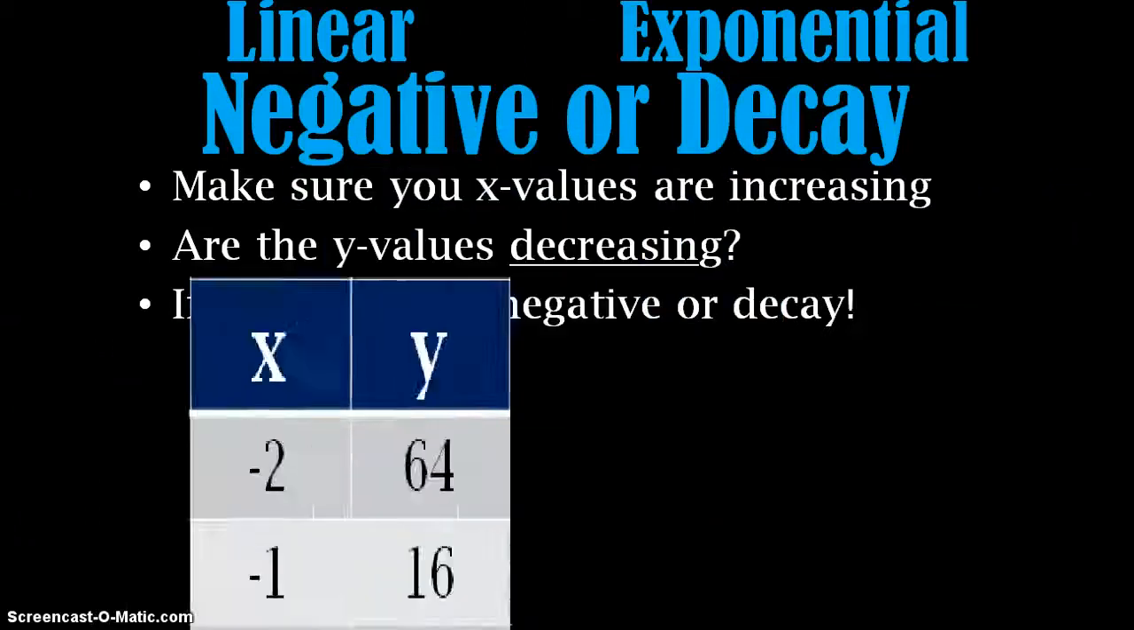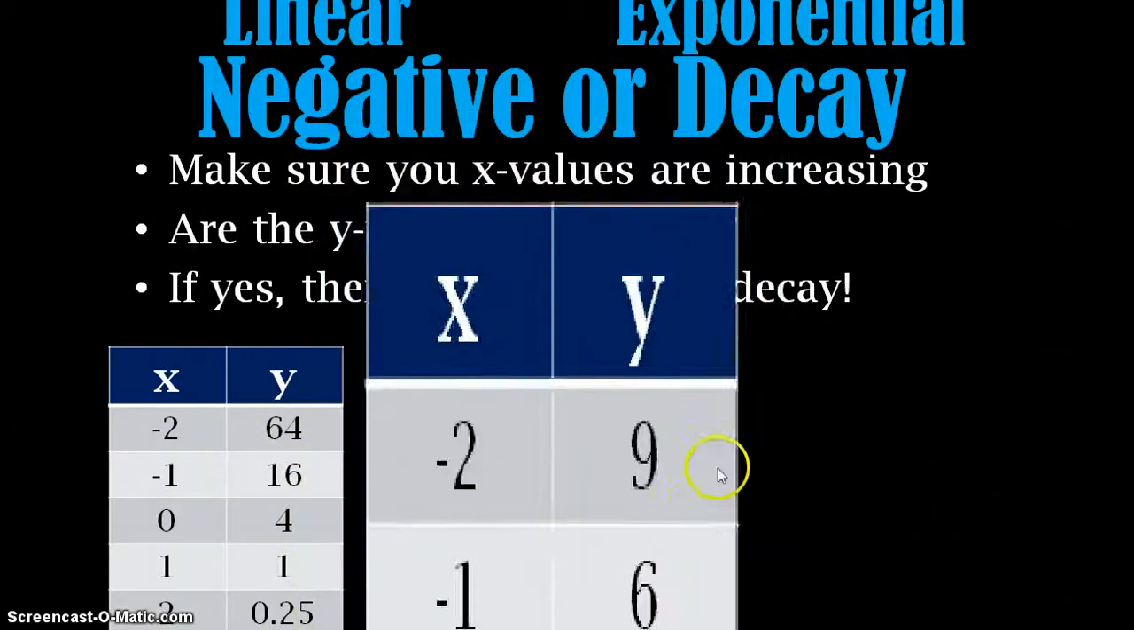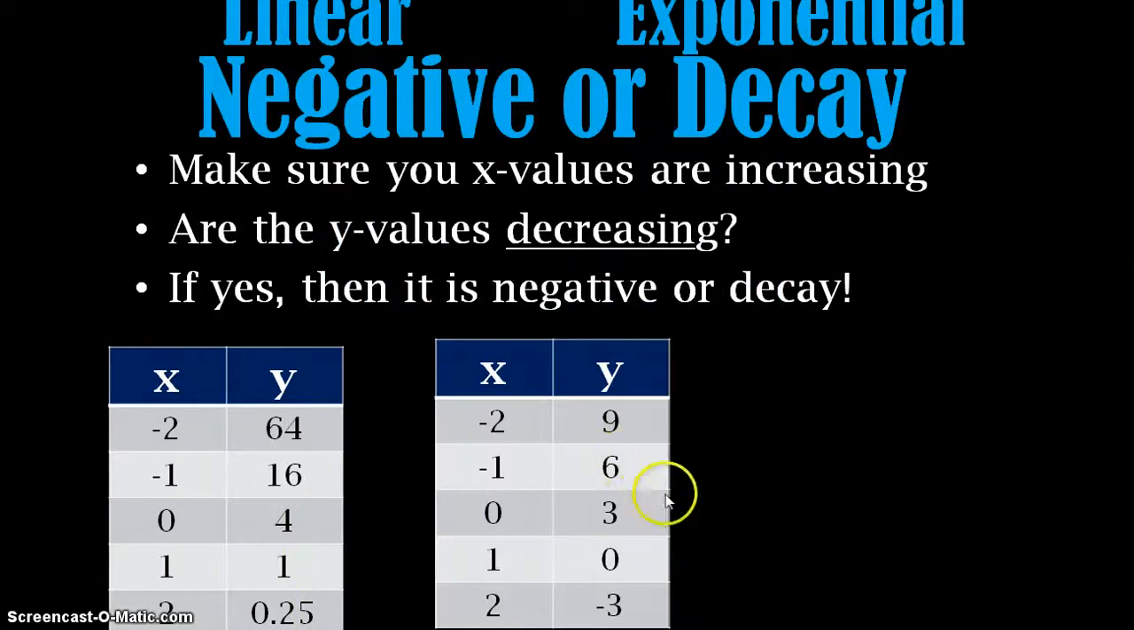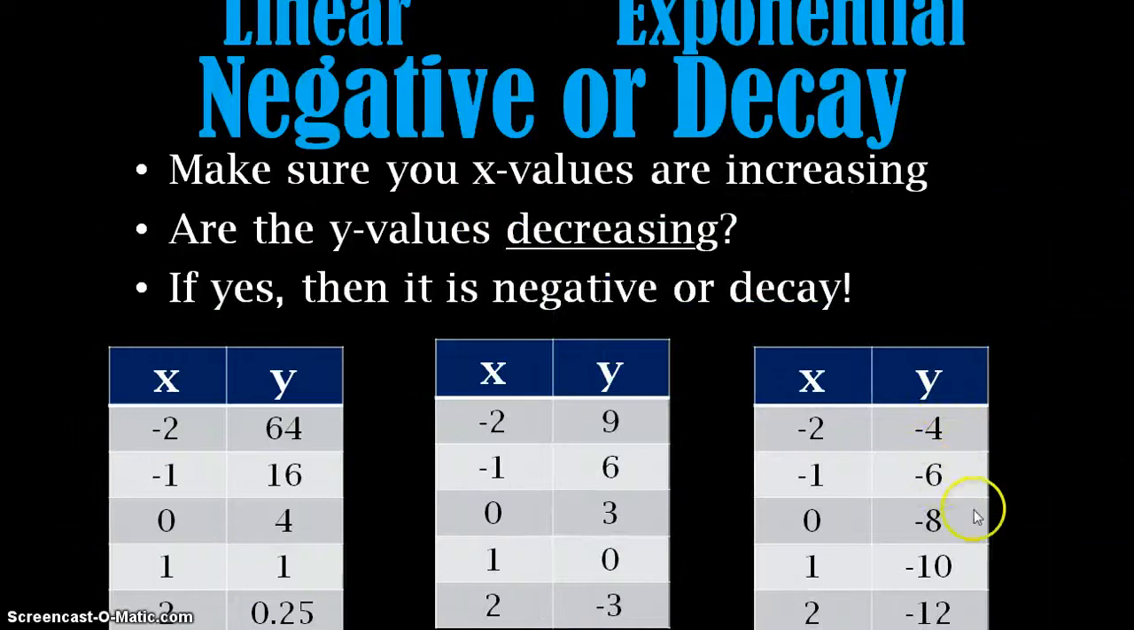So let's look at a couple examples here. As we go from top to bottom, we see our y values are getting smaller and smaller and smaller. Again, as we go from top to bottom, our y values are getting smaller. And lastly, our y values again are getting smaller. So as you can see, it doesn't really matter if the numbers are positive or negative. That has nothing to do with if it's a negative, positive, growth, or decay. It's the y values and what the pattern is.